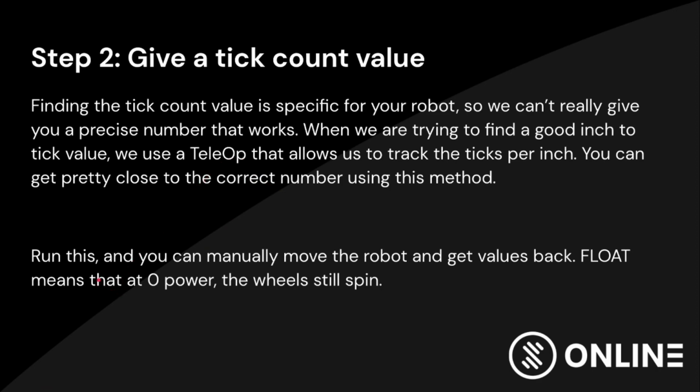If you run this, you can move the robot manually and get values back. I'll show you how that program works right now. We're going to do something called float, which is not the variable type, something different. That means at 0 power, your wheels will spin. So you put your robot on the ground, turn this program on, and move it around with your hands against maybe a ruler or a yardstick, and basically track the distance and how many ticks you're receiving.